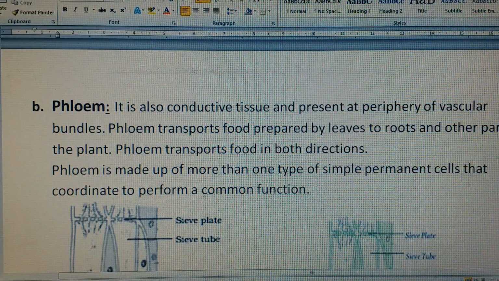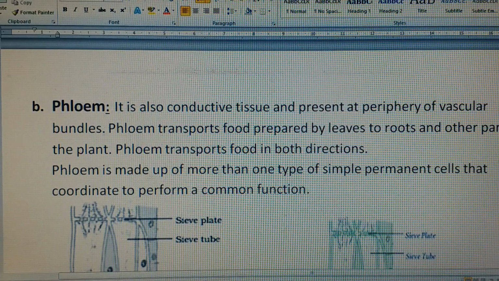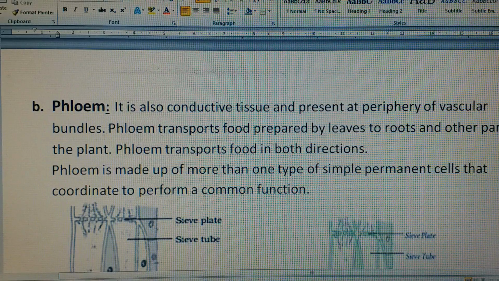Phloem transports food prepared by the leaves to the root and other parts of the plant. Other parts means the growing regions where new leaves or new branches are arising, or where buds or fruits are present. There this food is transported by the phloem. Phloem transports food in both directions, whereas xylem transports only in the upward direction. The phloem transports food to the root as well as to various other parts of the plant body.